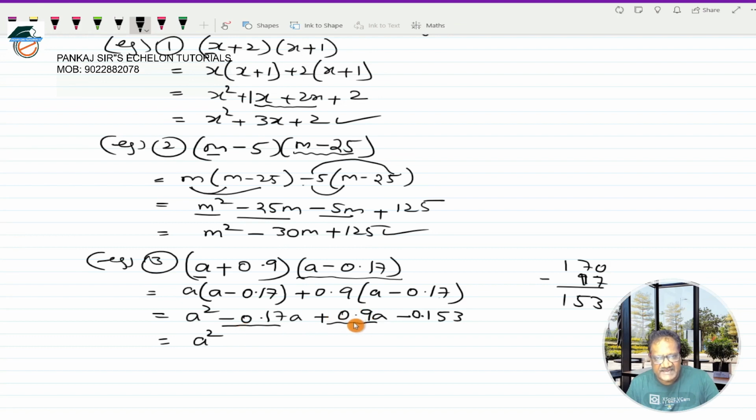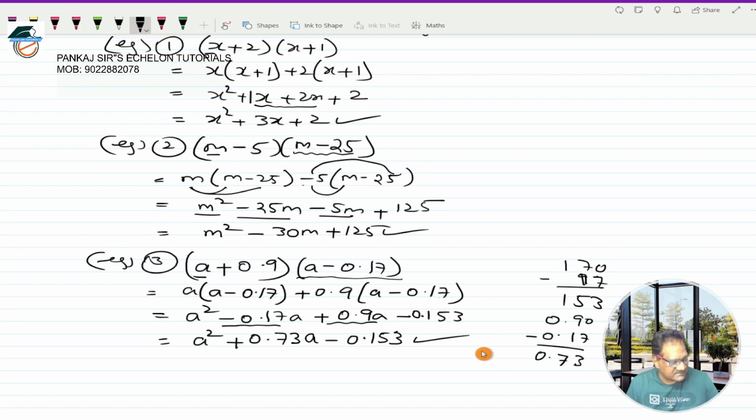0.9 is bigger than 0.17, so the sign will be of the bigger one, that is plus sign. And 0.9 minus 0.17 will give me how much? This is 10 minus 7 will be 3, 8 minus 1 will be 7. Okay, and that's it, 0.73. So this will be 0.73a square, and you are left with this minus 0.153. This is the answer for the third one.